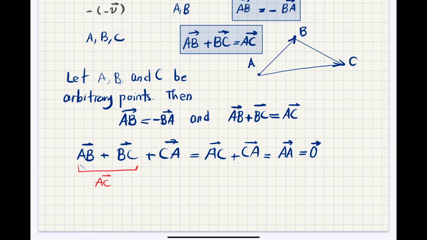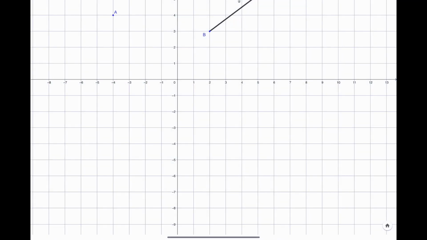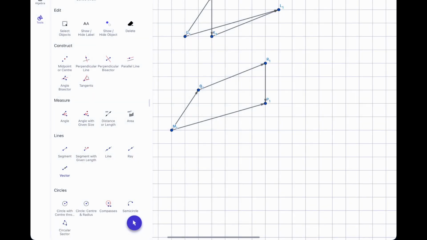Let me give you an example here in GeoGebra. So what do you think would be the sum of these vectors? If I have this vector, if I have this vector, if I have this vector, and if I have this vector, I ask you to add these four vectors. What is the answer? It's the zero vector, agree? Yes, because they will actually come to the same point, but you need to imagine it a little bit.